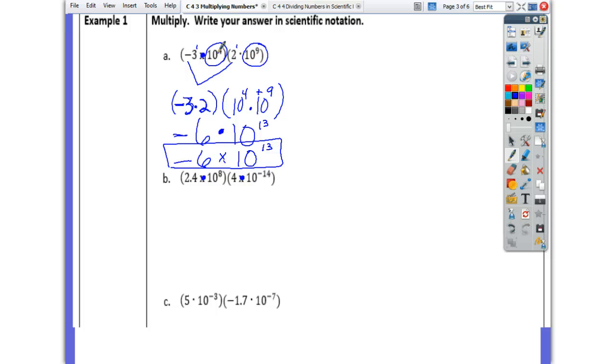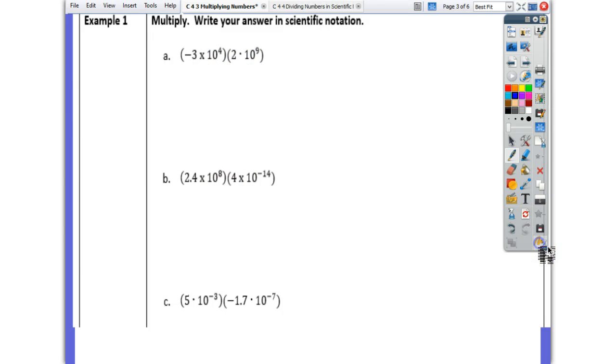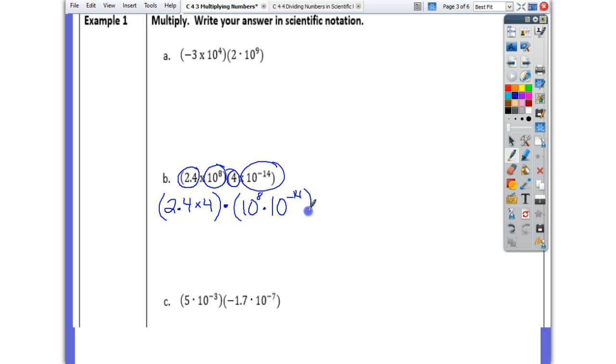All right, letter B. Let me clear my board. What are we going to do first? Multiply 2.4 times 4, and then our power of 10s. I'm going to take that times 10 to the 8th power times 10 to the -14th power. All right?